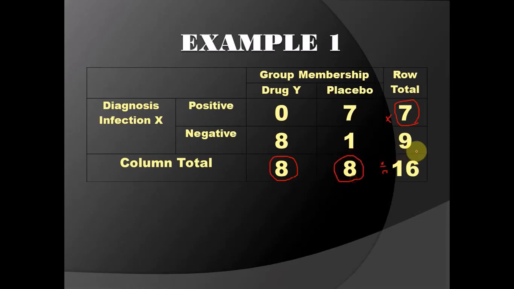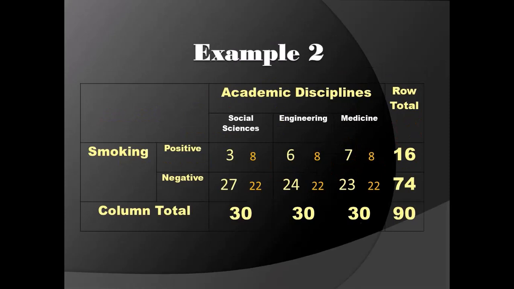Consequently, the expected value for the cells in the first row becomes 3.5, and for the cells in the second row, it becomes 4.5. Example 2. In a study, the association between academic disciplines and smoking was explored. The findings are displayed in a 2x3 contingency table below.